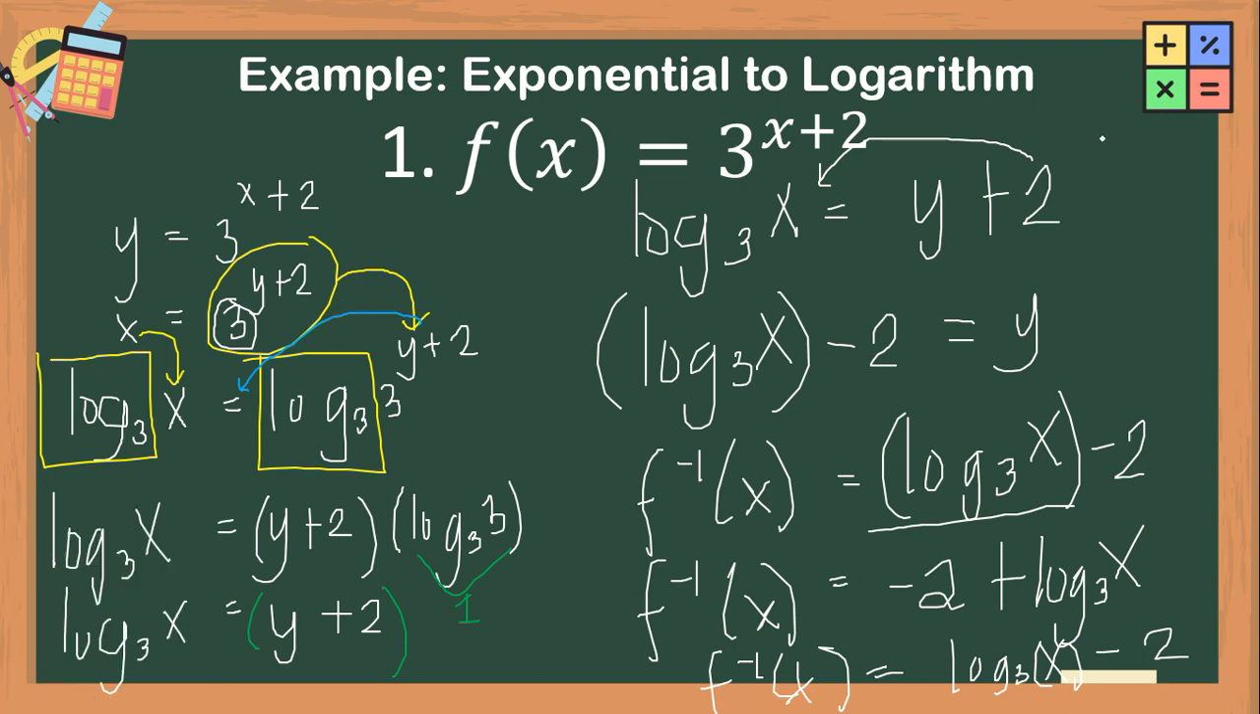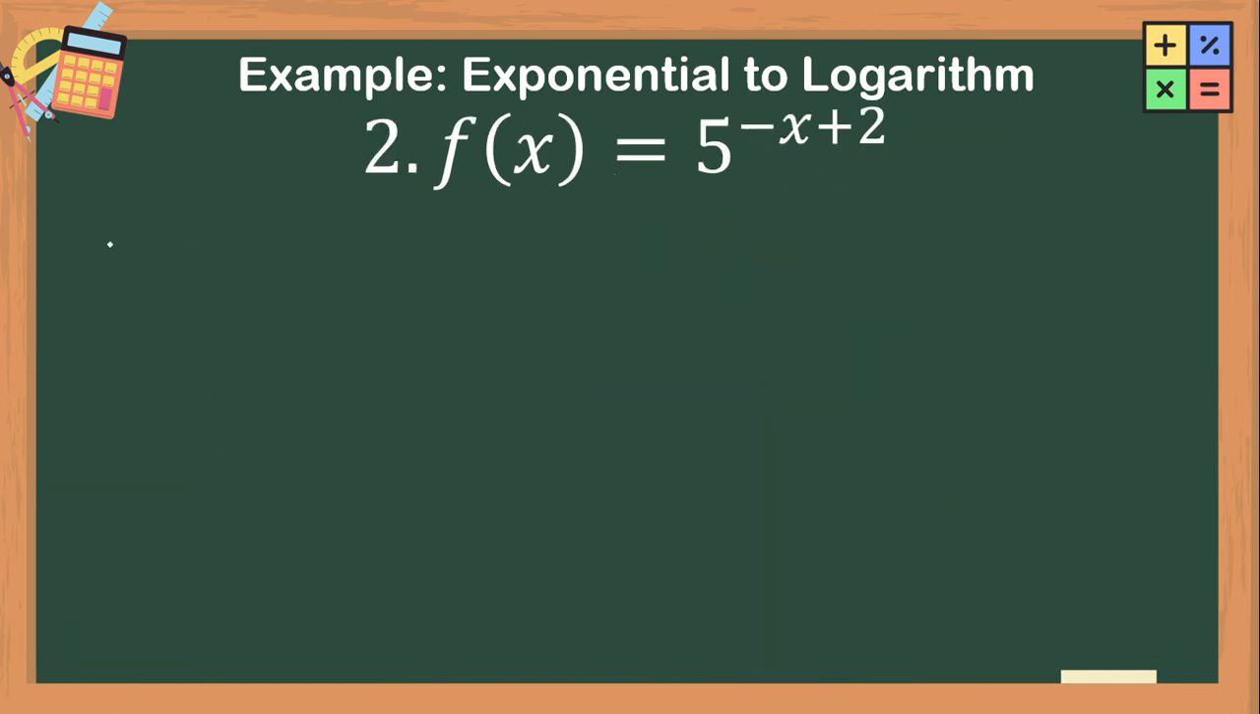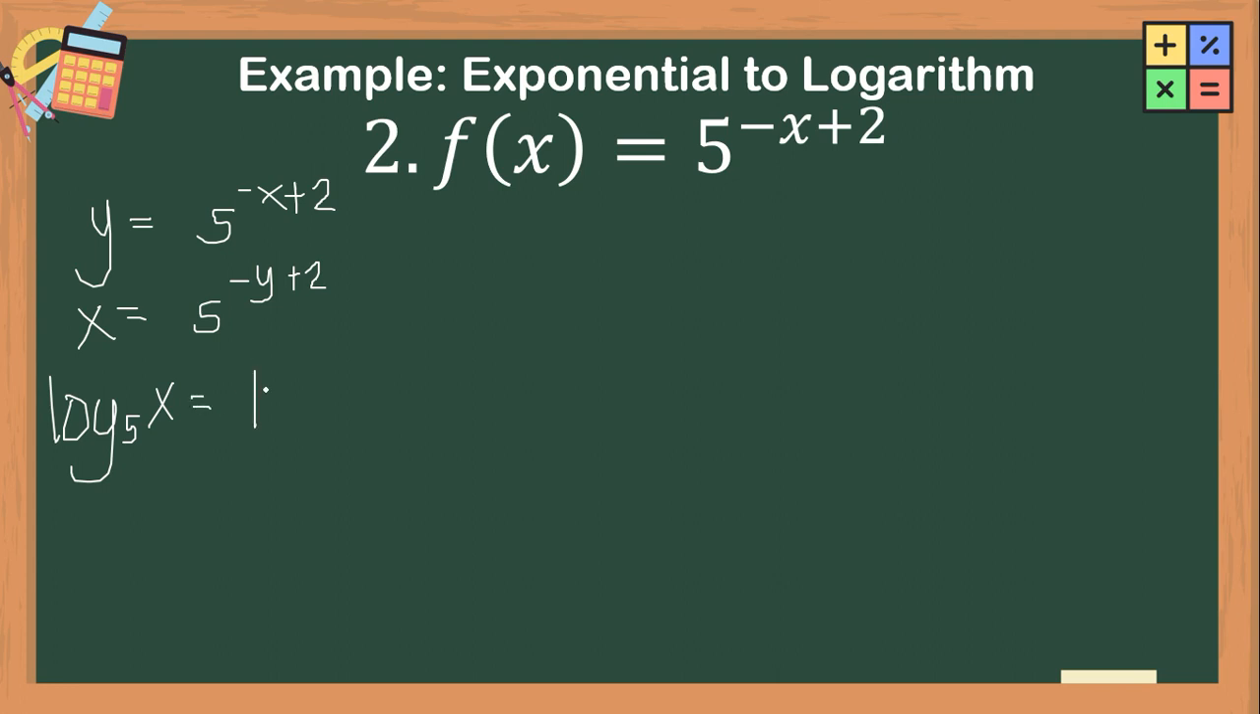So, example pa, para mas maintindihan natin. Okay, dito tayo sa kabila. Okay, number 2. So, y is equal to 5 minus x plus 2. Then, interchange natin. 5 minus y plus 2. Then, maglalagay na tayo ng log. Kunin mo yung base na 5. So, log x with the base of 5. Palaging ganon. Then, log 5 raised to negative y plus 2 with the base of 5.